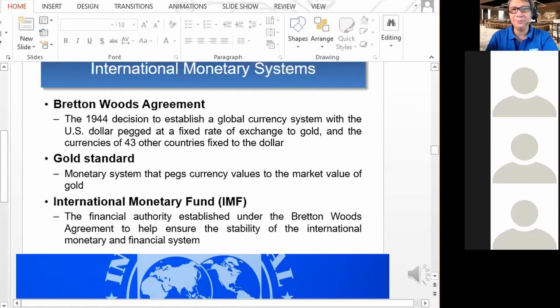Dati nagagawa yun. Punta ka sa bangko, dala mo yung $1 mo, tapos ipapalit mo sa gold. Kasi yung value ng pera dati, yung US dollar na ginagamit na pang trade, may halagang ginto yun. Dati yun. Okay? Pero ngayon hindi na. Free floating na yung lahat ng currencies ngayon. Tawag doon, fiat standard. Okay?